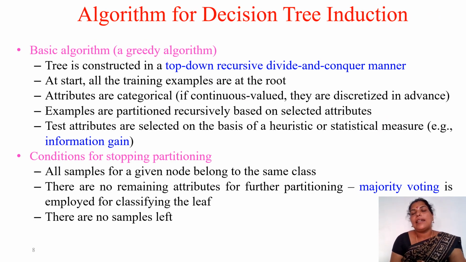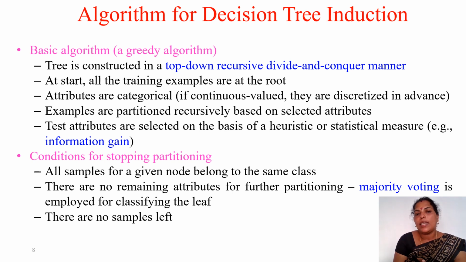So this is the algorithm for decision tree induction. This is the basic algorithm. Generally the algorithm for decision tree is a greedy algorithm, that is, no backtracking is possible. Always we construct the tree in a top-down recursive divide and conquer manner.